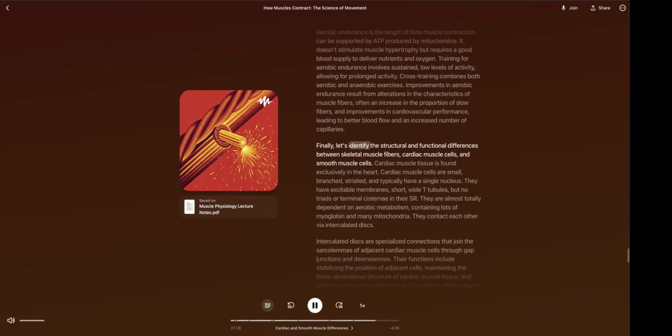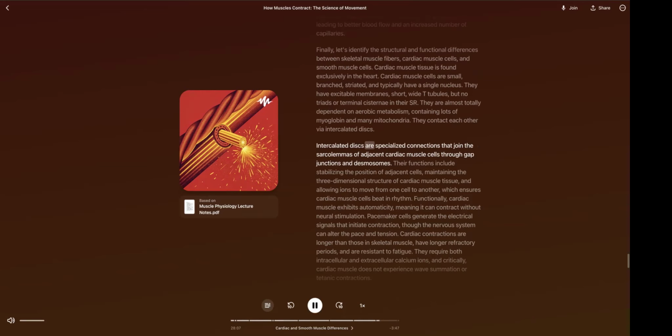Finally, let's identify the structural and functional differences between skeletal muscle fibers, cardiac muscle cells, and smooth muscle cells. Cardiac muscle tissue is found exclusively in the heart. Cardiac muscle cells are small, branched, striated, and typically have a single nucleus. They have excitable membranes, short, wide T-tubules, but no triads or terminal cisternae in their SR. They are almost totally dependent on aerobic metabolism, containing lots of myoglobin and many mitochondria. They contact each other via intercalated discs.